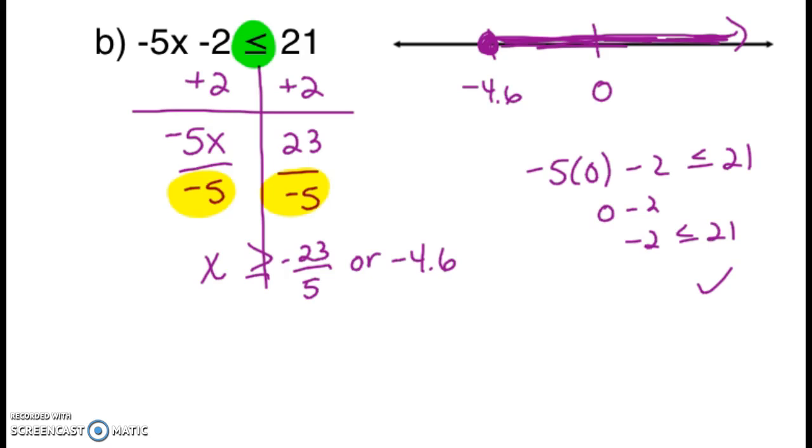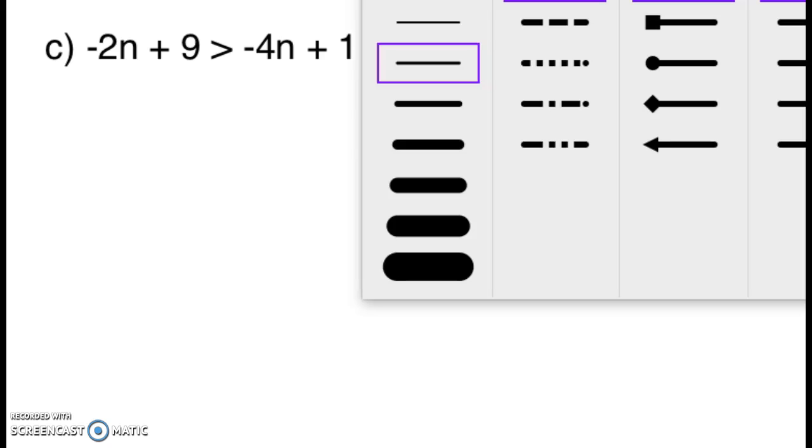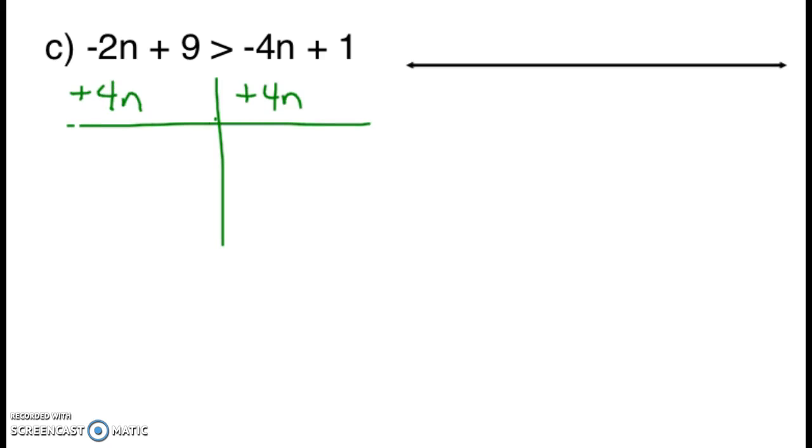All right, let's try a couple more. So again, variables are on both sides. We're going to solve this very normal though. So I'd like you to get just the variables all together on one side. I would choose to add 4n to both sides just to work with positives. So I have negative 2n plus 4n, that's 2n plus 9. And then the only thing left on the right is the 1.